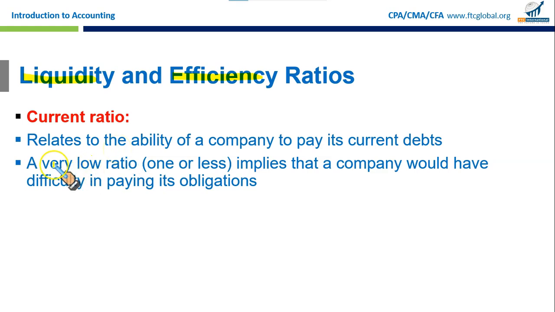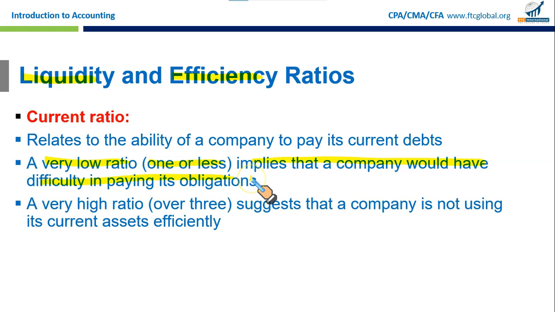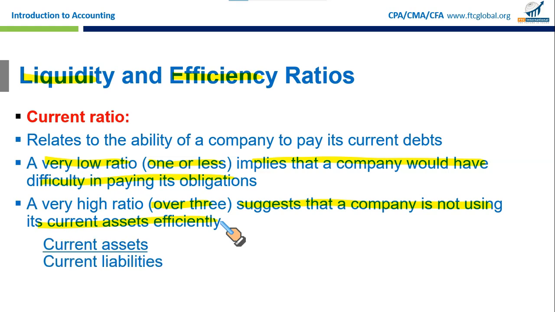You can see a very low ratio, 1 or less than 1, implies that the company would have difficulty in paying the obligations, and a ratio over 3, I would say it's too much. 2 to 1 is fine. A very high ratio suggests that the company is not using its current assets sufficiently. That's an over-investment in current assets. So ideally, it should be around 2 to 1. For every $1 liability, you have $2 worth of current assets. And that's how we calculate.